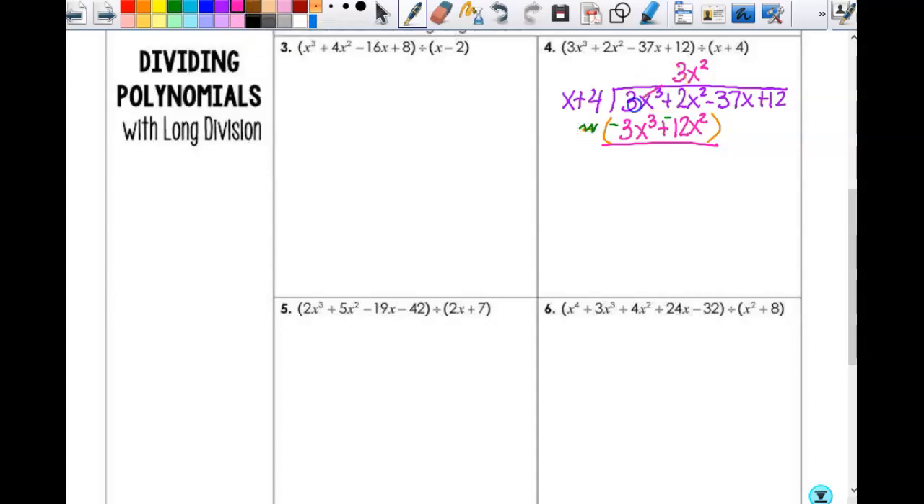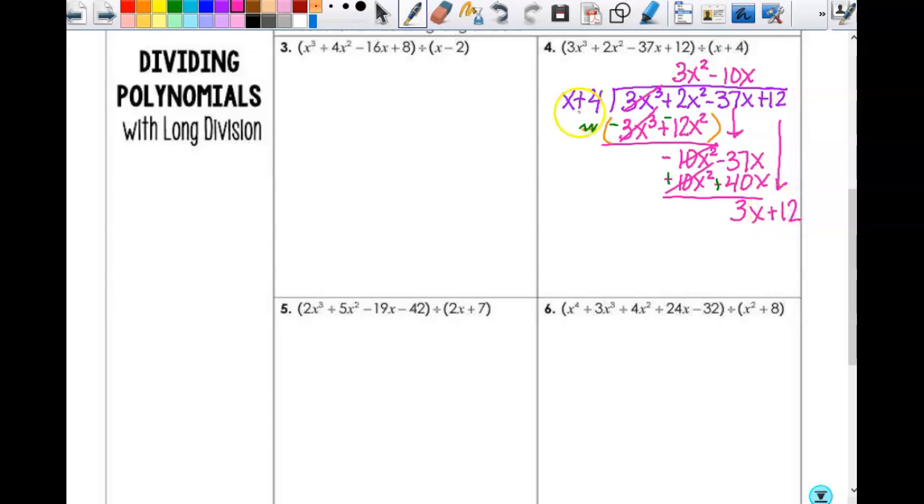So then these 0 out. That's what we expected. So this is now a positive 2x squared and a negative 12x squared. So that's negative 10x squared. Then I bring down the negative 37x. So now I take x. Don't worry about the 4 right now. X, and how many times does it go into a negative 10x squared? Negative 10x. So then I multiply, and I get negative 10x squared minus 40x. Then I go through and change the signs. Plus, plus. These 0 out, and we get 3x, and we bring down the 12.